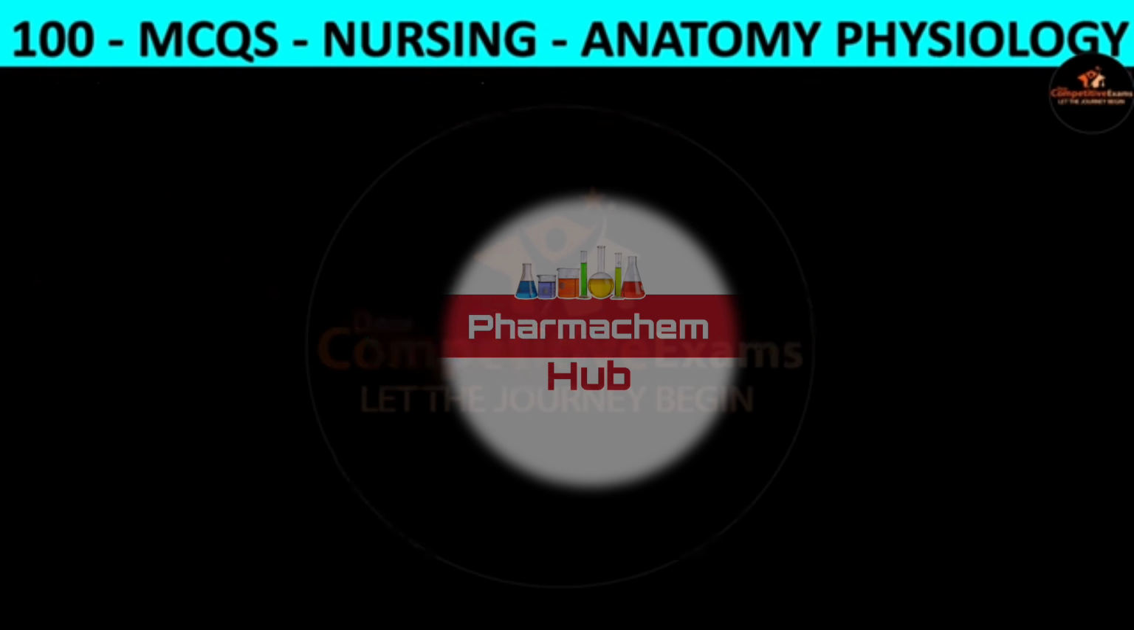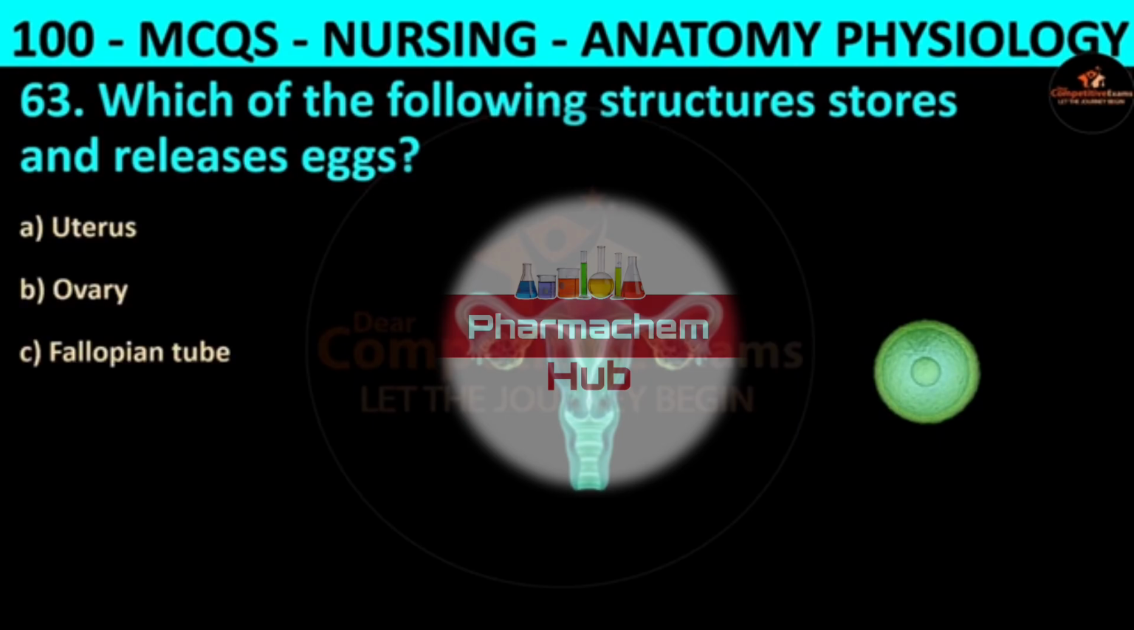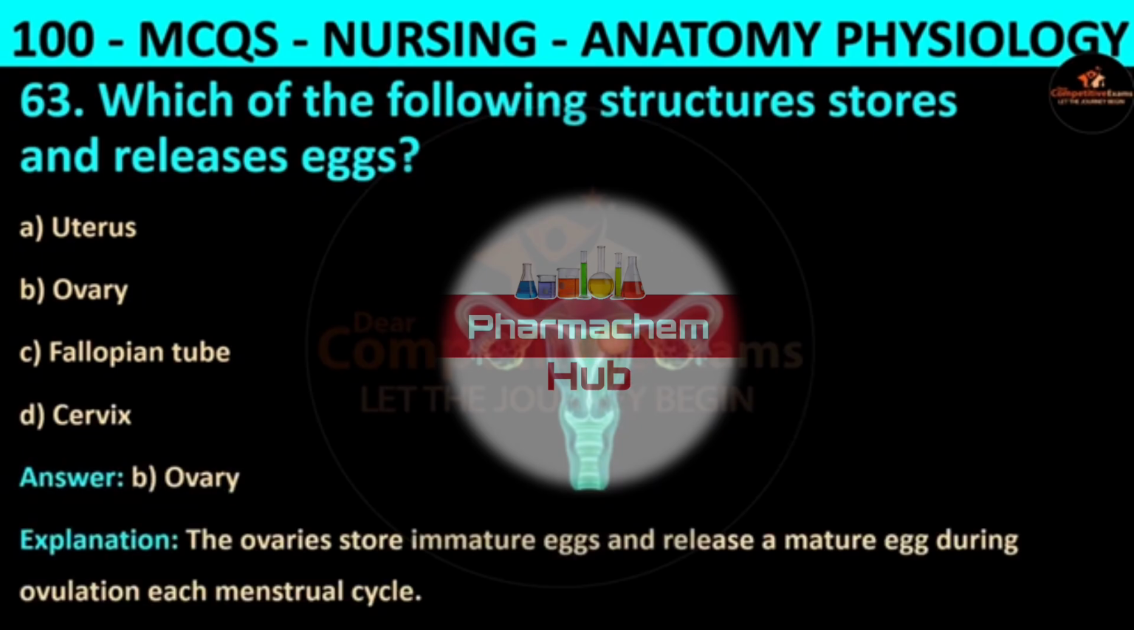Question number 63. Which of the following structures stores and releases eggs? Your options are uterus, ovary, fallopian tube, or cervix. The correct answer is B, that is ovary. The ovary stores immature eggs and releases a mature egg during ovulation each menstrual cycle.